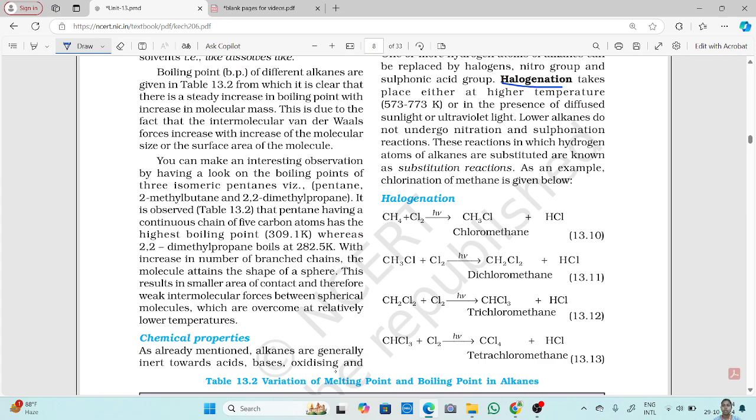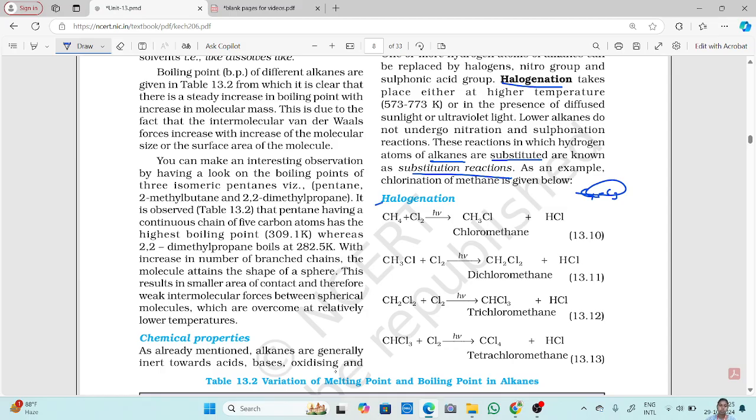Lower alkanes do not undergo nitration and sulfonation reactions. Lower alkanes means the ones from C1 to C3. They don't undergo any kind of sulfonation or nitration reaction. These reactions in which hydrogen atoms of alkanes are substituted are known as substitution reactions, because here the hydrogen is removed and substituted by another group, such as a halogen, sulfur or nitrogen group.